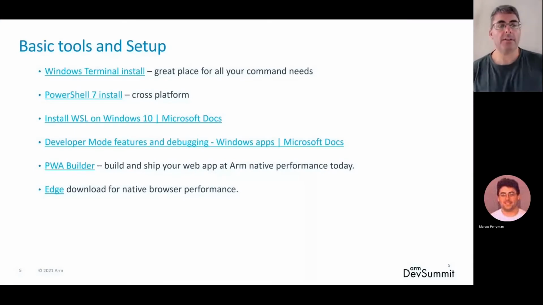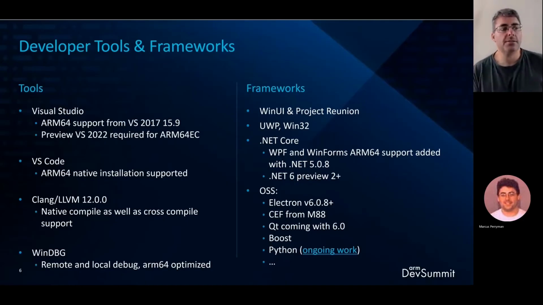So on this slide, I've collected a number of the different things we talked about in that demo and the links to the relevant pages for further details. Let's switch over and think about the actual development tools available for building Windows on ARM apps, and also the relevant frameworks. So on the tool side, two primary tool chains we'll talk about today.